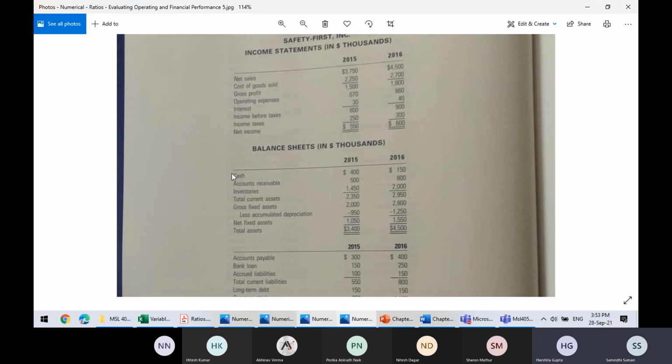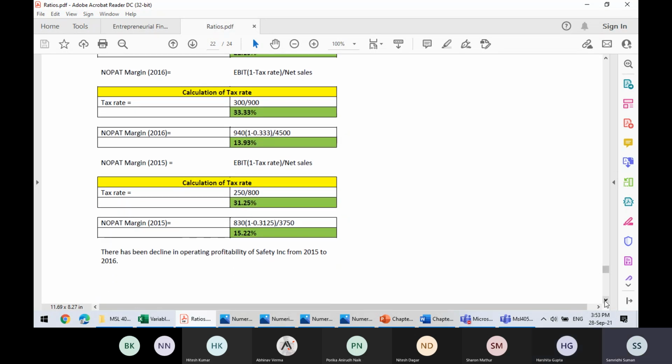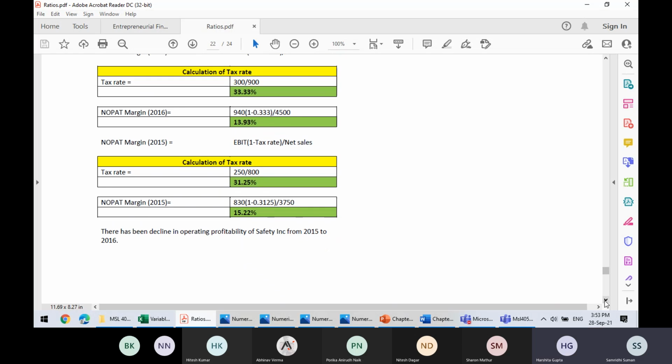Ma'am, can you please come to the solution part? Okay, so this is the rate that we'll calculate for 2016. Similarly, we can do it for the 2015 one. And for the no PAT margins, just include this tax rate in the formula and we can calculate it. As you can see, there has been a decline in the profitability from 2015 to 2016.